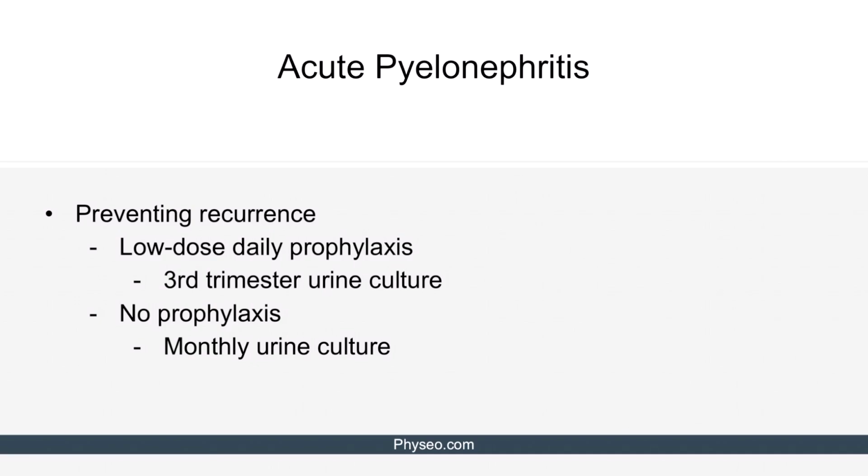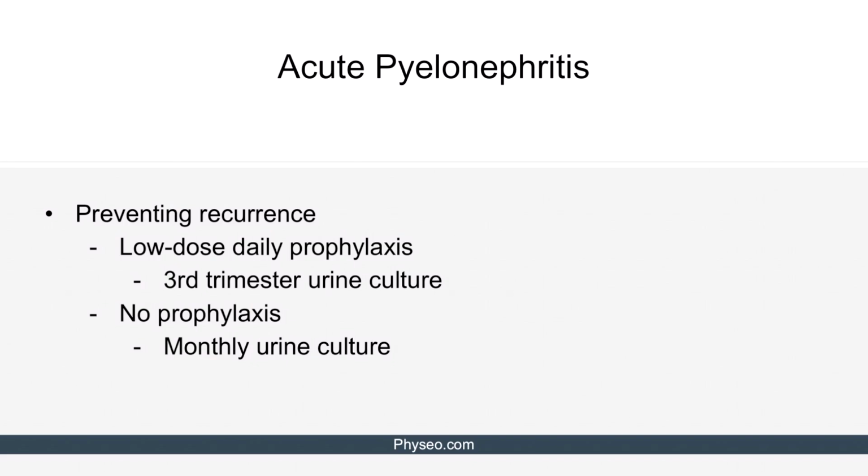Now, it's important to know that the risk of recurrence for pyelonephritis in pregnancy is between 6 to 8%. And to prevent it, you've got a couple of options. So one, you can do daily antibiotic prophylaxis at a low dose. So you could choose cephalexin or nitrofurantoin. And then during the third trimester, usually at the beginning of the third trimester, you'd do another urine culture just to ensure that your antibiotics are working effectively. And if not, then you can adjust the dose and change the coverage so that you're adequately treating the bacteria.